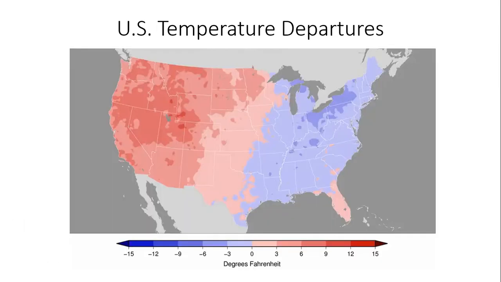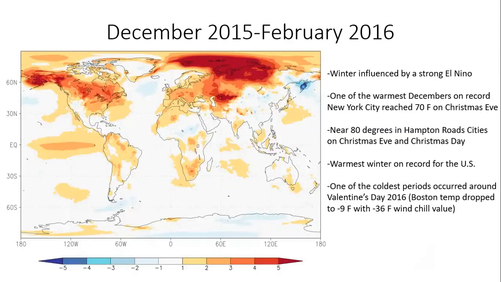Here were the U.S. temperature departures overall for the winter. You see the pink salmon colors generally out towards the western U.S., and then the blue shading indicates the below normal temperatures from the Midwest to the East Coast, all the way down to the Gulf Coast. So it was a colder winter again across the East. Moving ahead now to the December 2015 to February 2016 winter.